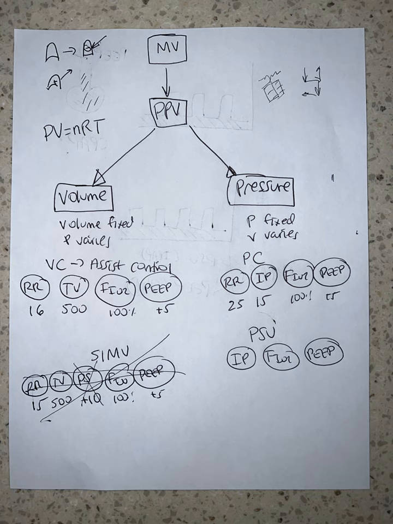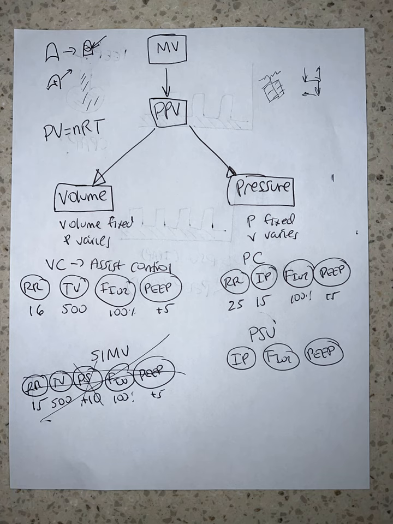The respiratory rate we dial in on assist control is just backup in case the patient, God forbid, stops breathing, becomes apneic for whatever reason, goes brain dead, whatever it is. There's always a backup. That's why it's called assist control. It senses the patient breathing in, and then it gives the patient a breath. That's mainly volume control.